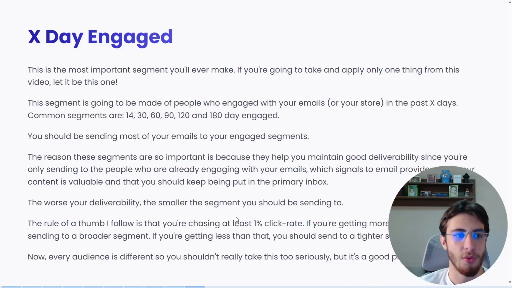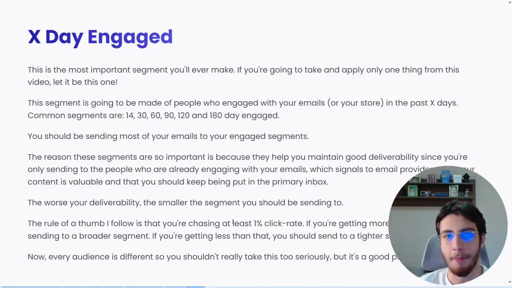Some businesses are going to struggle to get even a 0.7% click rate, even though there's nothing they can do. Everything is optimized. They're sending to engaged segments and people are actually engaging. It's just that their audience is not that prone to clicking an email, at least unless they're actually interested in buying something. That's the way it is.